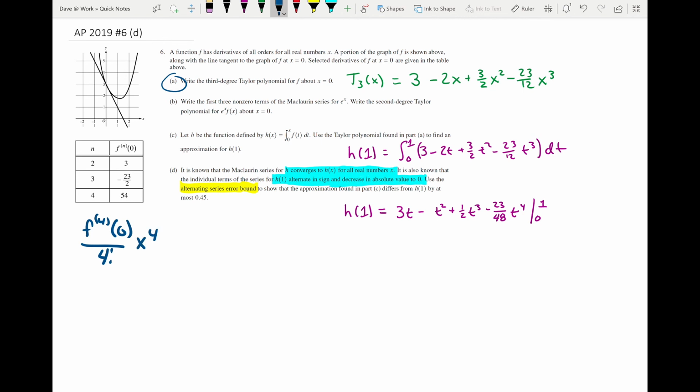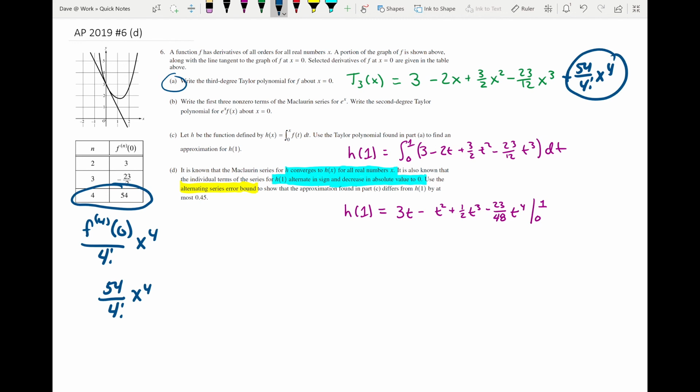Well, lucky for us, we still have this particular piece of information in the table, where we can say that the fourth derivative happens to be 54. It would have been divided by 4 factorial and multiplied by x to the fourth. And that piece would have gone here if we would have continued on. This is what we're going to need to use to help establish what our error bound is.